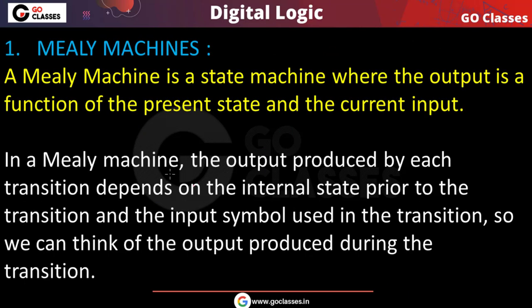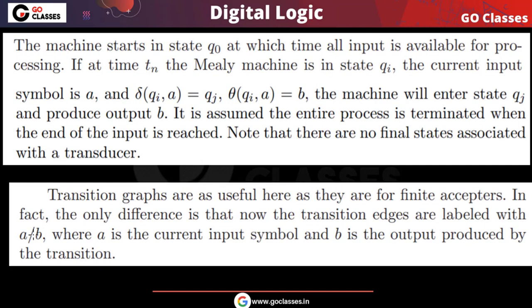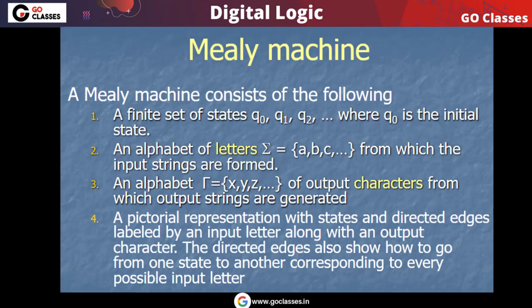You can notice that in a Mealy machine, the output is a function of the present state and the current input. So this is the definition of a Mealy machine. The output function depends on your present state and your input symbol, and then you create the output. So this is the idea.